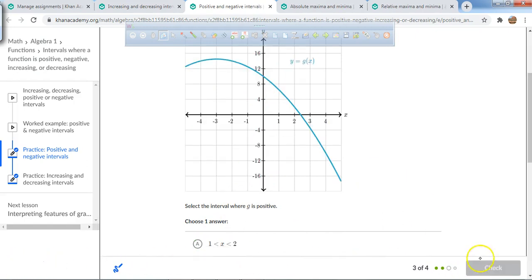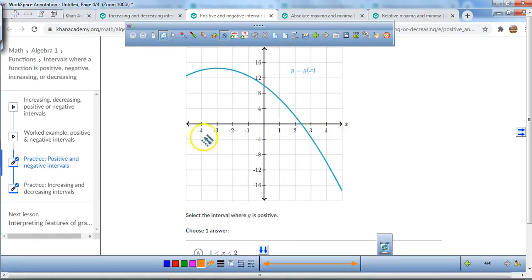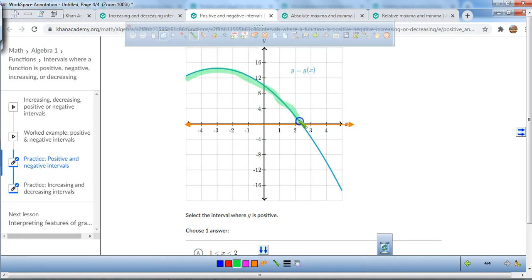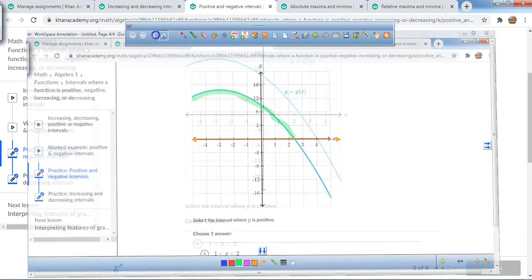All right, let's take a look at the next one. This one says select the interval where g is positive. So once again, we put a line right here where y is 0. The only section of this graph that is considered positive is anything above the x-axis. So we're looking for any section above here. It says choose one answer. You see how it says x between 1 and 2? Between 1 and 2, that's totally positive. So I'm probably going to select that answer.